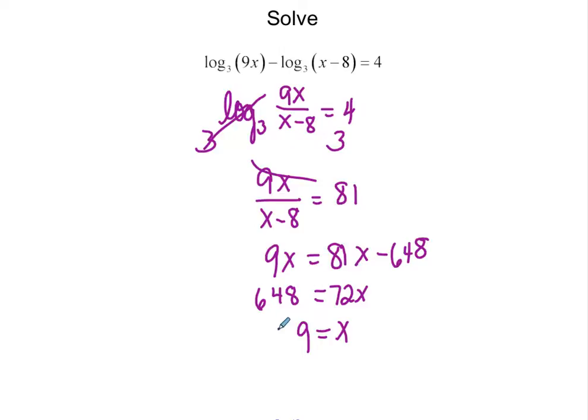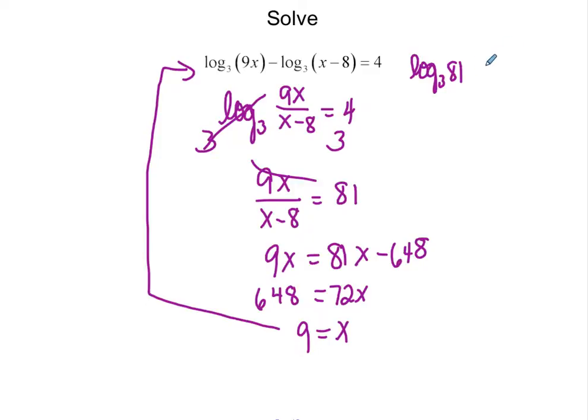Double check that this makes sense. 9 would make this a positive in here. Same thing here. We're all good. Okay, and we can double check if we actually plugged in. I'd get log base 3 of 81 minus log base 3 of 1. Well, log base 3 of 81 is 4. Log base 3 of 1 is 0. And sure enough, those are equal.